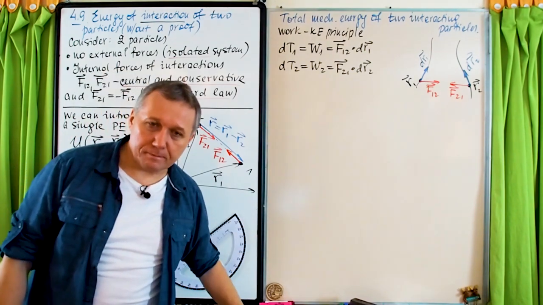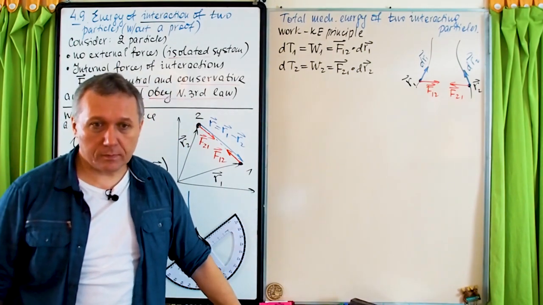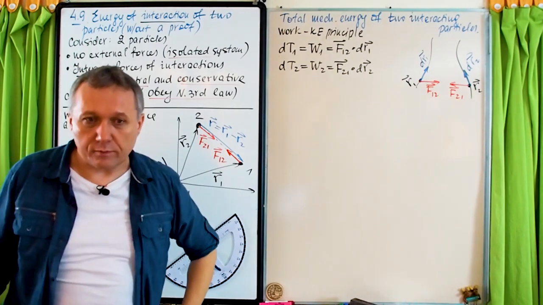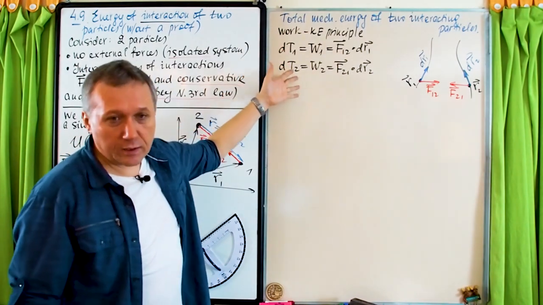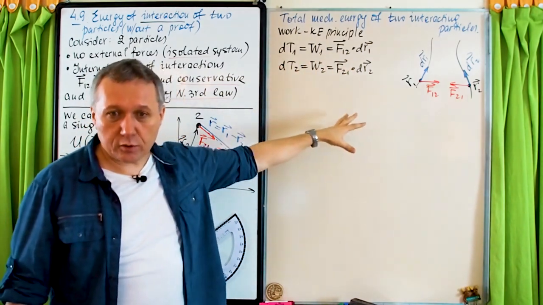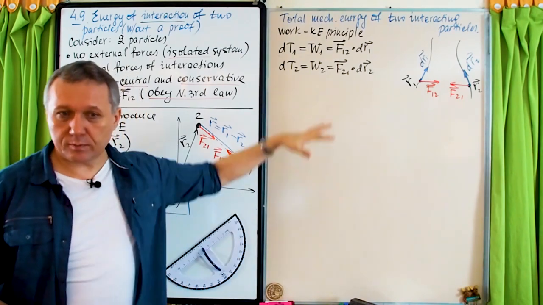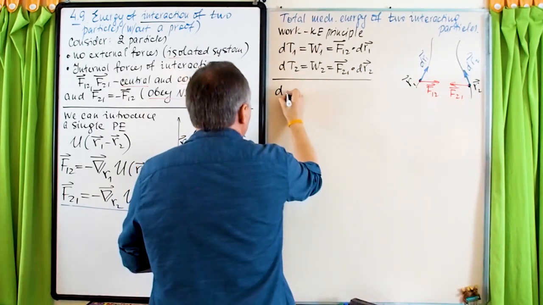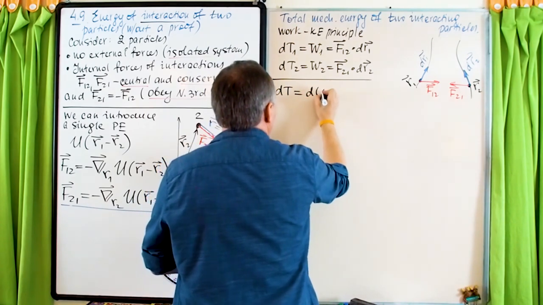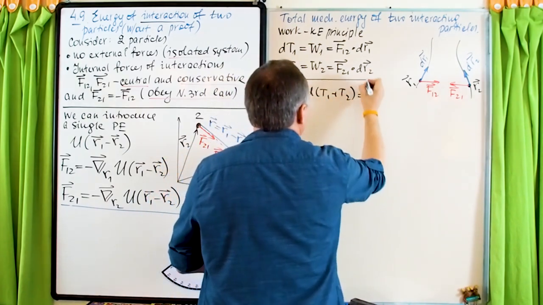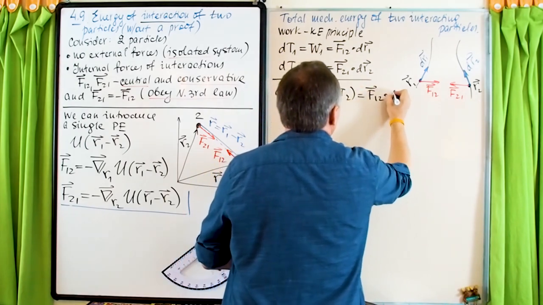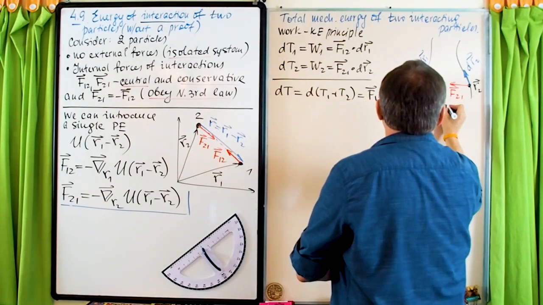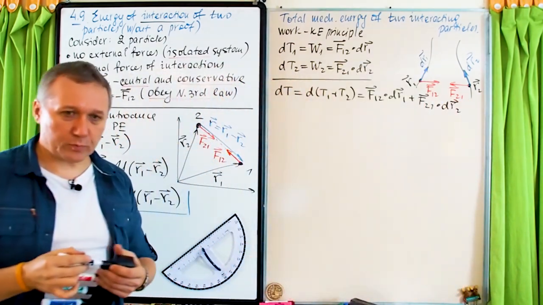But now we have a system of two particles, so we have to start massaging this. Naturally, we need to add them up and see what we can get out of that, because we want to connect kinetic energies and maybe somehow insert potential energy. This is basically the foundation and doesn't need any proofs. So the change in the total kinetic energy, d(T1 plus T2), will be equal to F12 dot dr1 plus F21 dotted with dr2. From this point we will continue on Thursday.